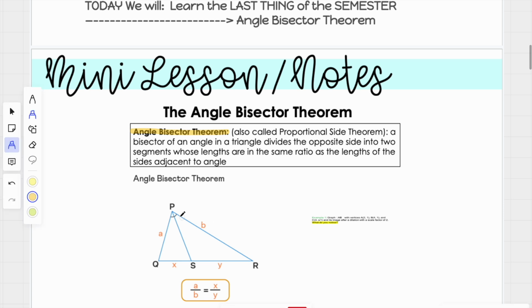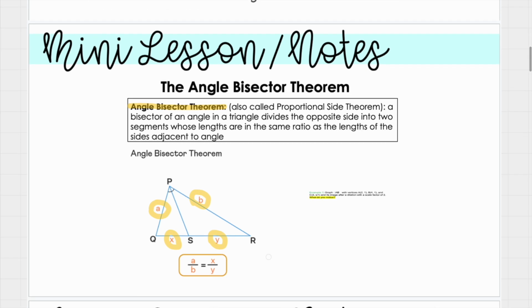And if you've got an angle bisector within a triangle, then the segment pieces that it cuts the third side into will be in the same ratio as the other side lengths. So A divided by B will be the same ratio as X divided by Y. Okay. All right, so let's actually look at some examples that we can work out here.